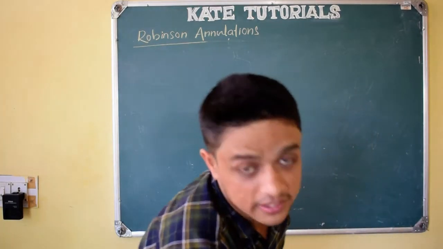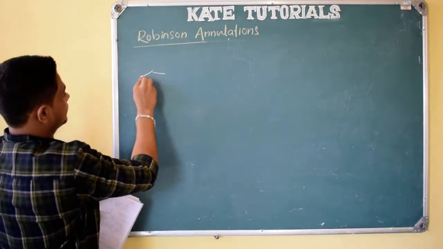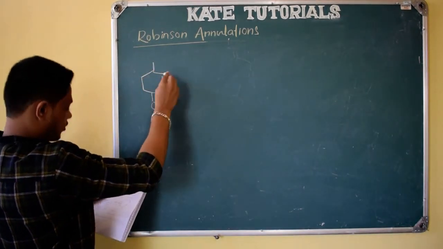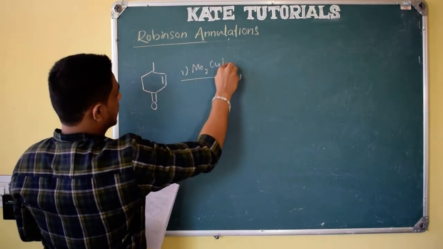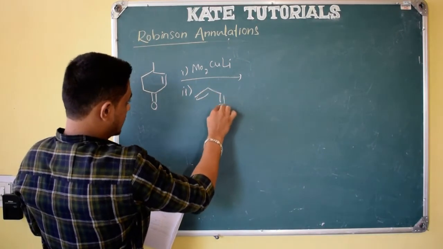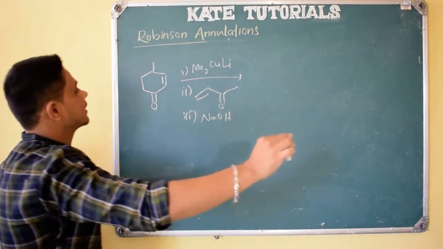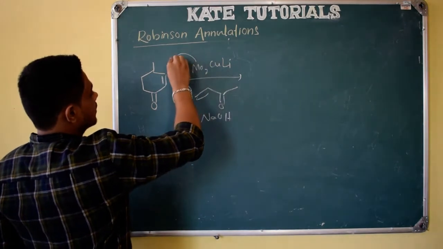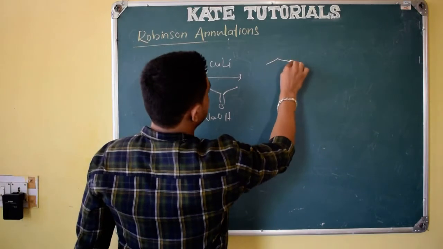So here is one more example. I have 8 minutes left, let us do it fast. Here a methyl double bond, the first reagent they have added is Me2CuLi, Gilman reagent, followed by the third one, NaOH. So what happens, this is Gilman reagent. Gilman reagent is a soft nucleophile, so it will do Michael addition at the 4th position. Here 1 2 3 4, 4th position Michael addition occurs.